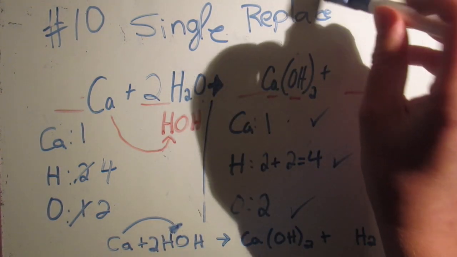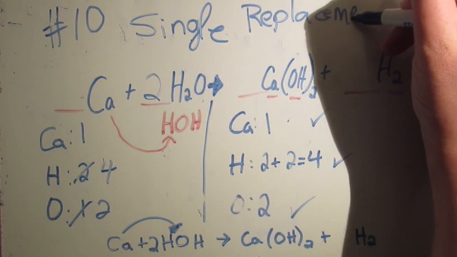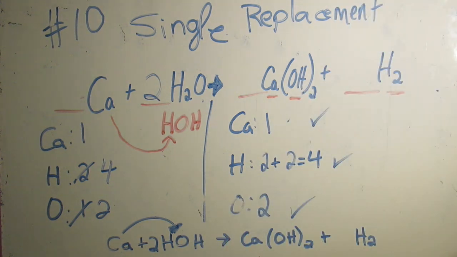Oops, got ahead of myself. So this is a single replacement reaction. So calcium bumps out the hydrogen, and we get calcium hydroxide and hydrogen gas. Okay, so that's what's happening in this reaction.